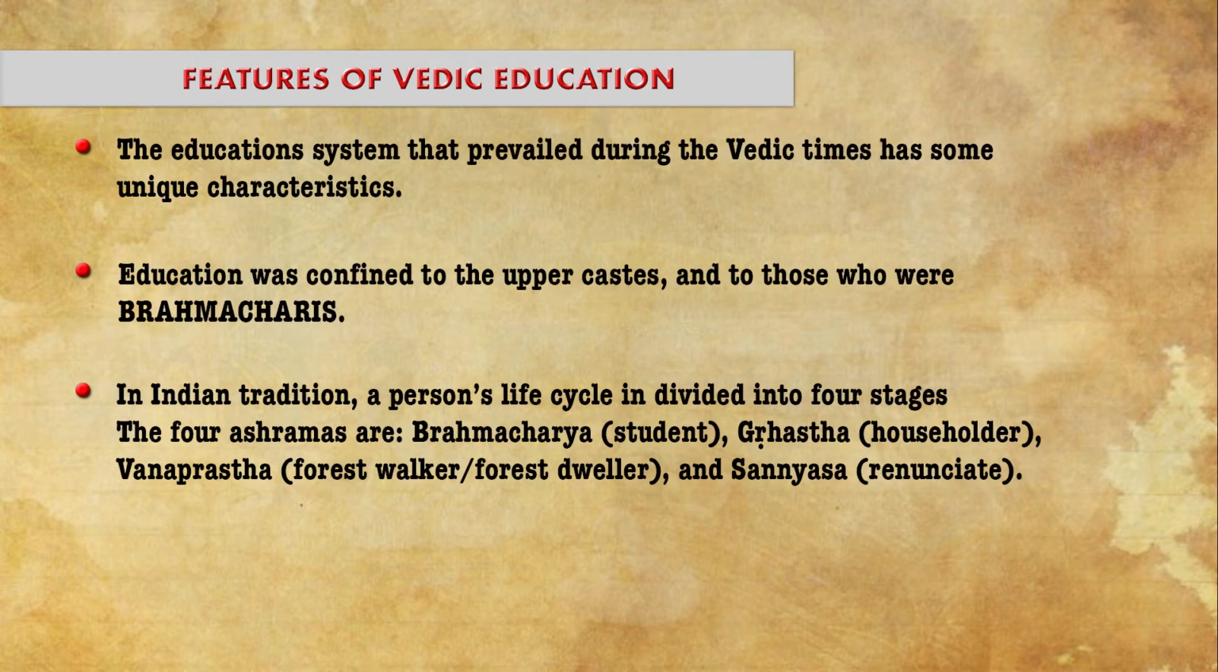First, brahmacharya, where he is a student. Then grahasthashram, where he can become a householder. After this, we have the third ashram, which is vanaprasthashram, the third one after the grahastha, where you go towards the forest. We call it a forest walker, or a forest dweller. And the last one is the sannyasa.